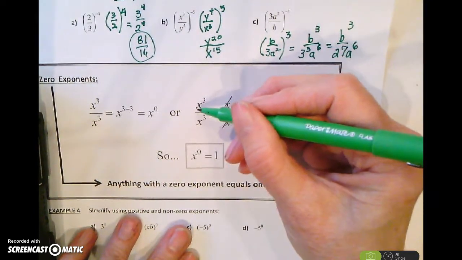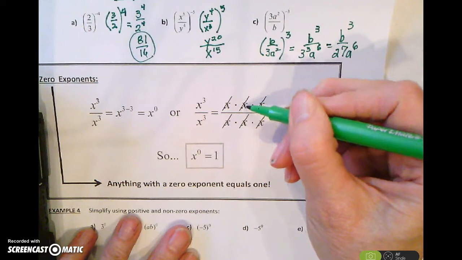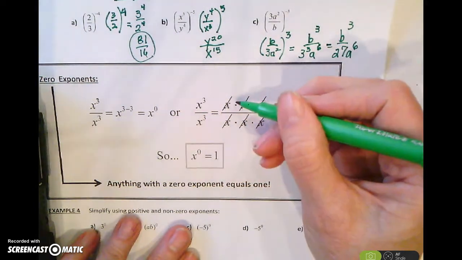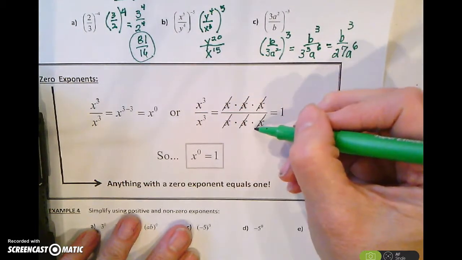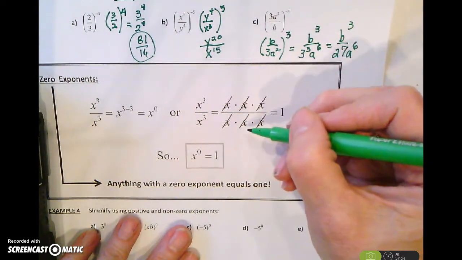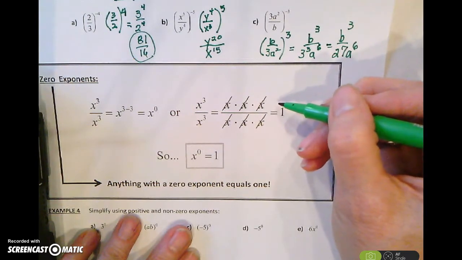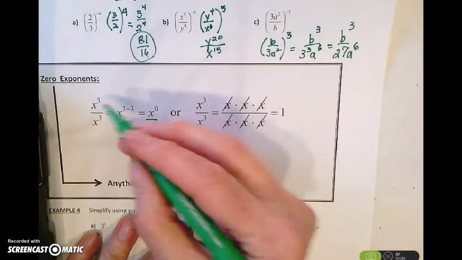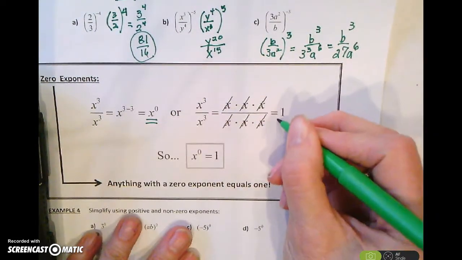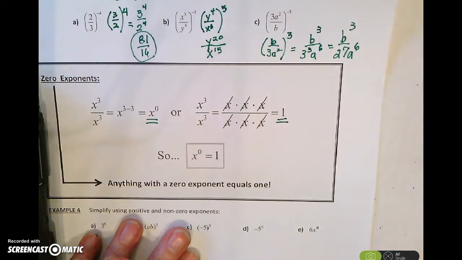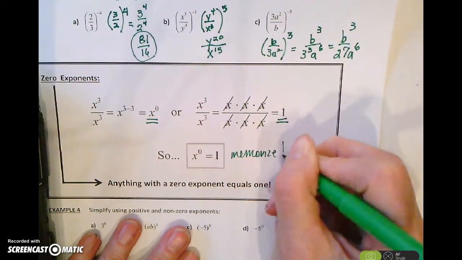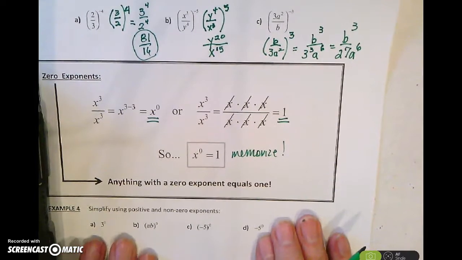Now let's look at it from another direction. We know that x to the 3rd expanded is x times x times x. Same thing down here. This x to the 3rd is x times x times x. We cancel, cancel, cancel, and anything over itself is 1. Thus, we see that x to the 0 power, same situation done a little bit differently, is equal to 1. And that's going to be our rule. You need to memorize it. So I'll put memorize. X to the 0 is equal to 1.